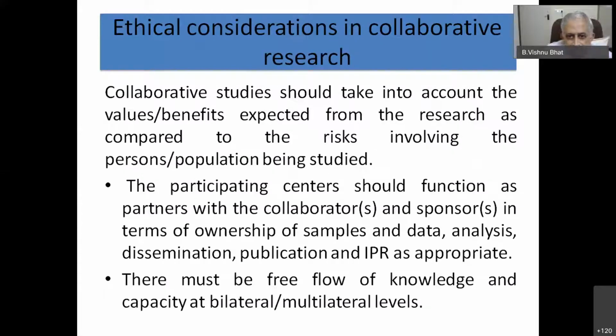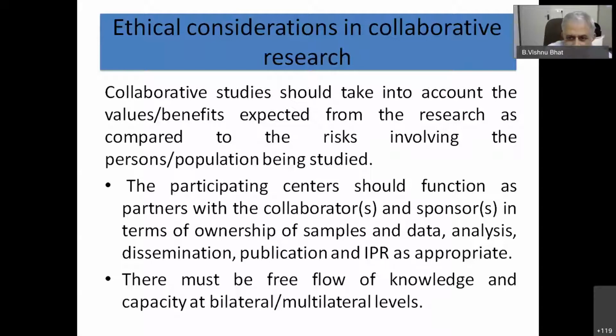So collaborative research studies should take into account the values and the benefits expected from the research, and compare them with the risk involved to the person or population. Your ethics committee will not give you clearance if the committee thinks that the risk for the participants and patients will be more than the benefit. They will say, no, we cannot undertake this. The participating center should function as a partner and collaborator, not just a place for collecting samples.